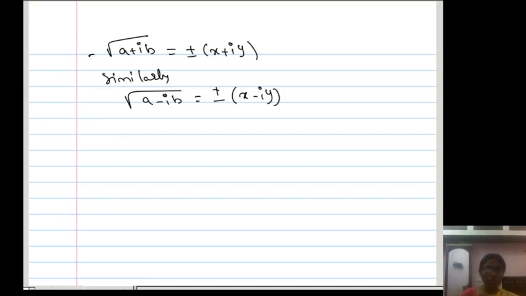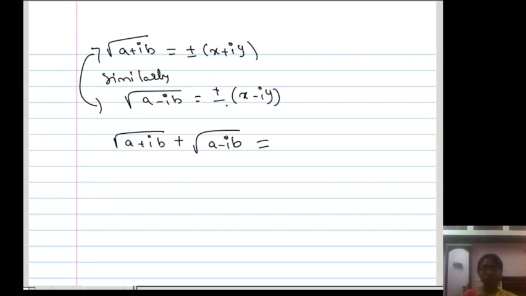Now, if you do addition, what happens for both? You do addition: root of a plus ib plus root of a minus ib. Do the addition of these two. Two cases exist now, with respect to same sign and with respect to opposite sign. If you have the same sign, what happens? y cancels.